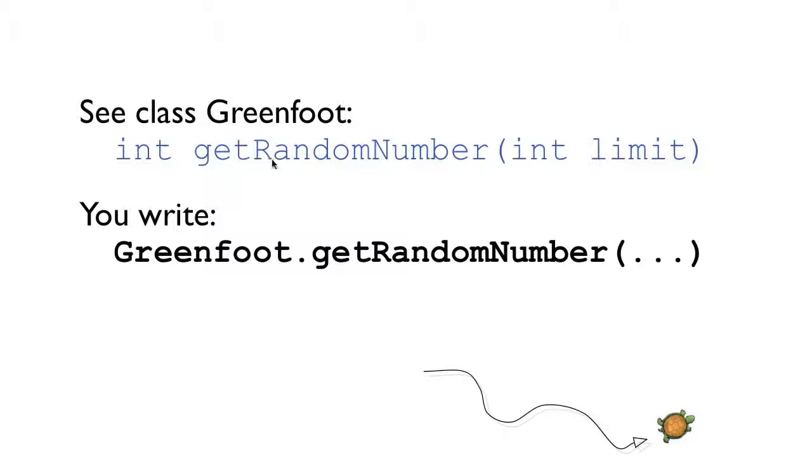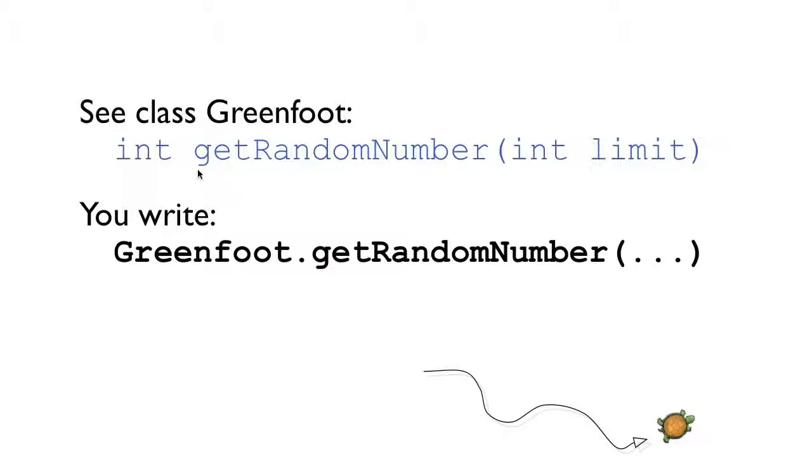The thing here in the middle is the name, getRandomNumber, and at the front is the return type, and in the parentheses at the end is a parameter. So we can see here that the getRandomNumber method expects one parameter of type int, which is called limit, and it will return to us an int.